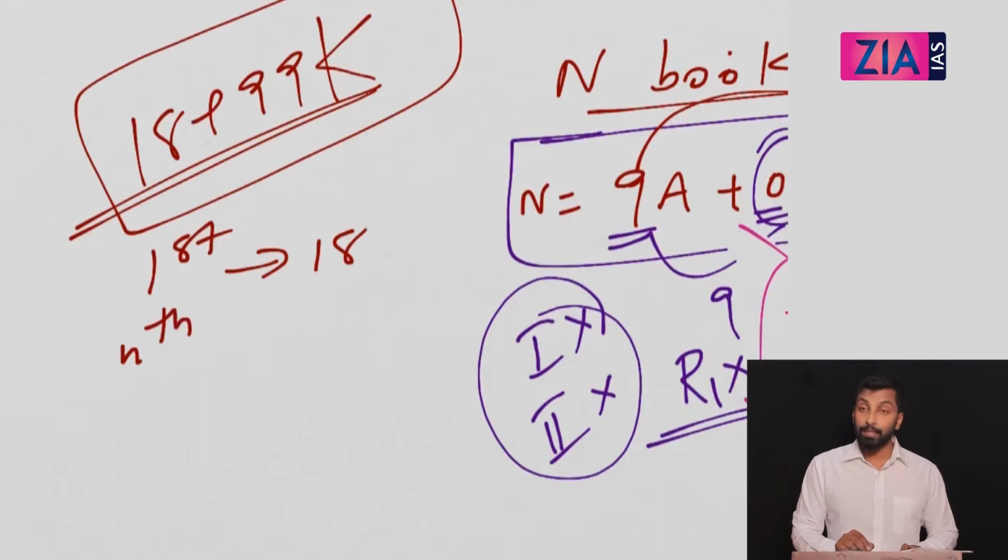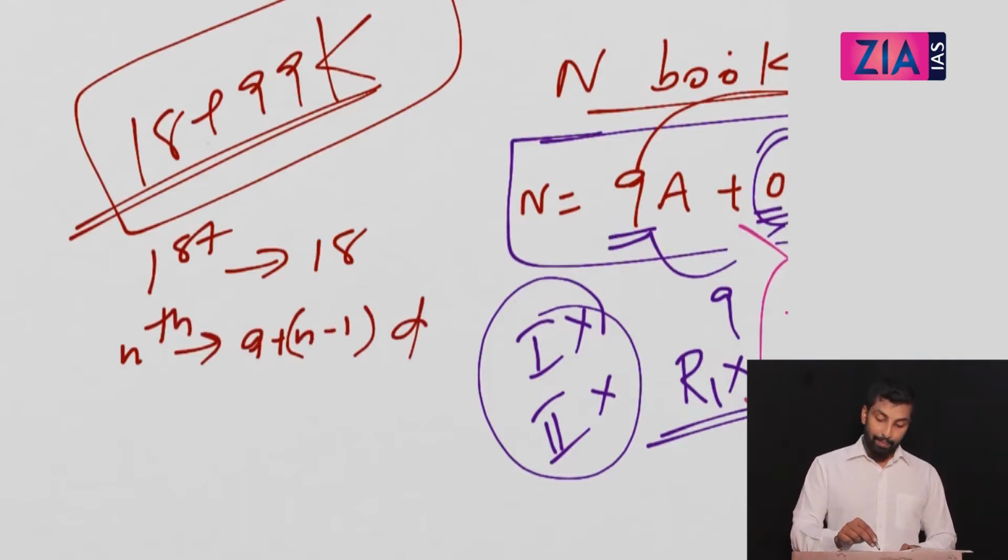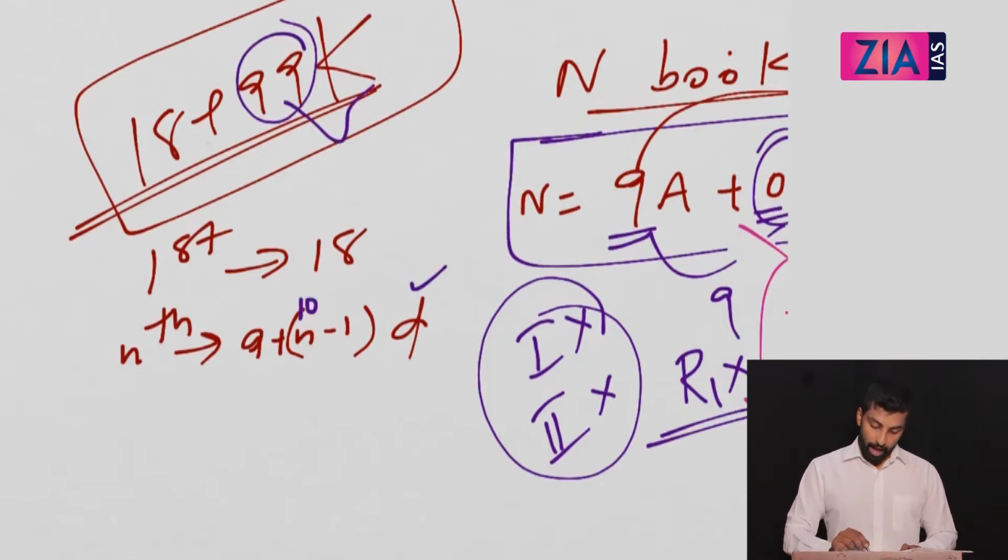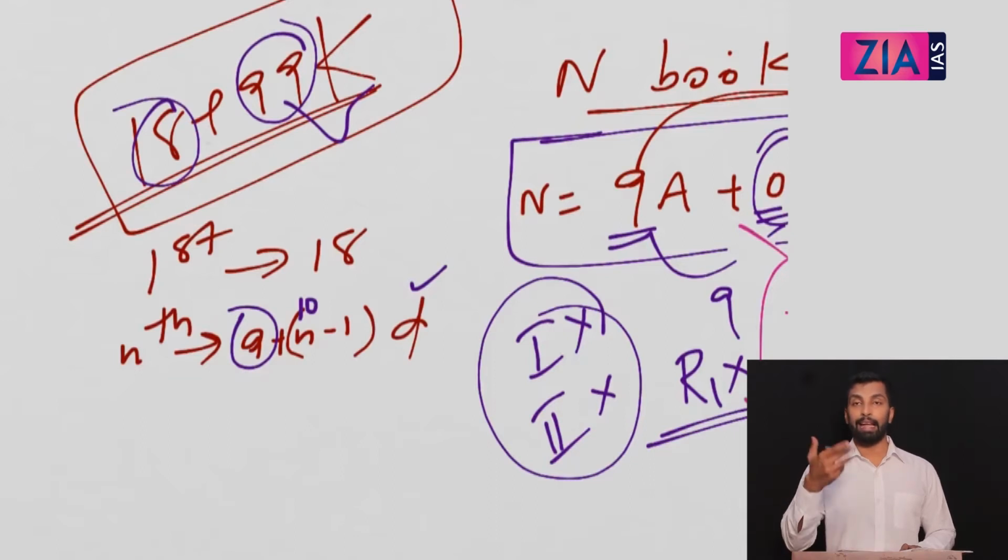They can ask you the nth term, that means a plus (n minus 1) into d. n can be anything. If it is 10, you put 10 here. d you know is 99. a you know is 18. So it can be the 10th term, 11th term, 100th term, 200th term, or whatever it is.